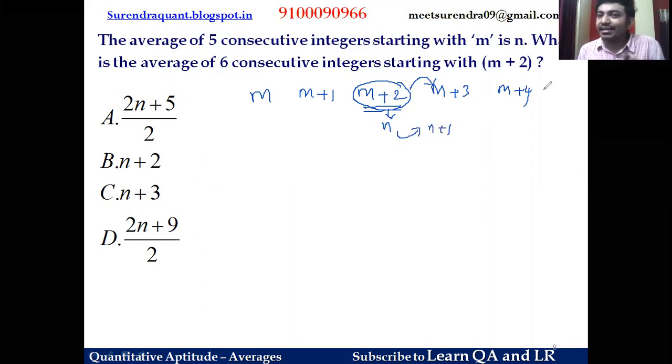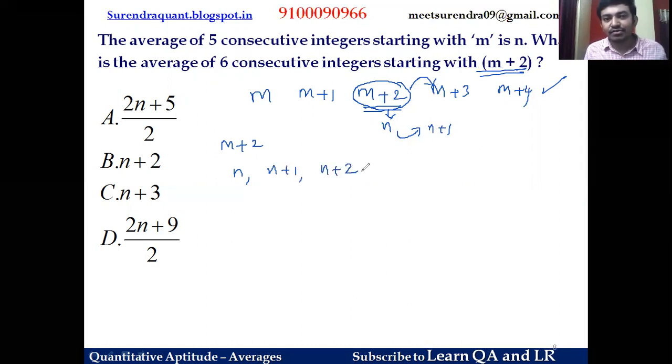So instead of worrying about this, let's talk in terms of n only. So now the first number is n. M plus 2 is the first number of the sequence because it is starting with m plus 2. So m plus 2 is n. M plus 3, n plus 1. Then n plus 2. Then n plus 3. Then n plus 4. And then n plus 5.